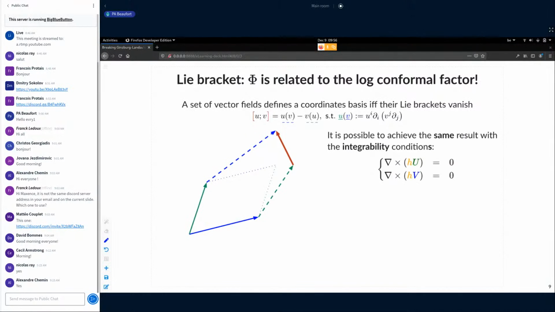At this point, you could ask yourself, okay, but I don't want to use the Lie bracket. I've heard about the integrability condition. Yes, in the planar setting, you may use it, and you would end up with the same condition for the gradient of theta and the size field.